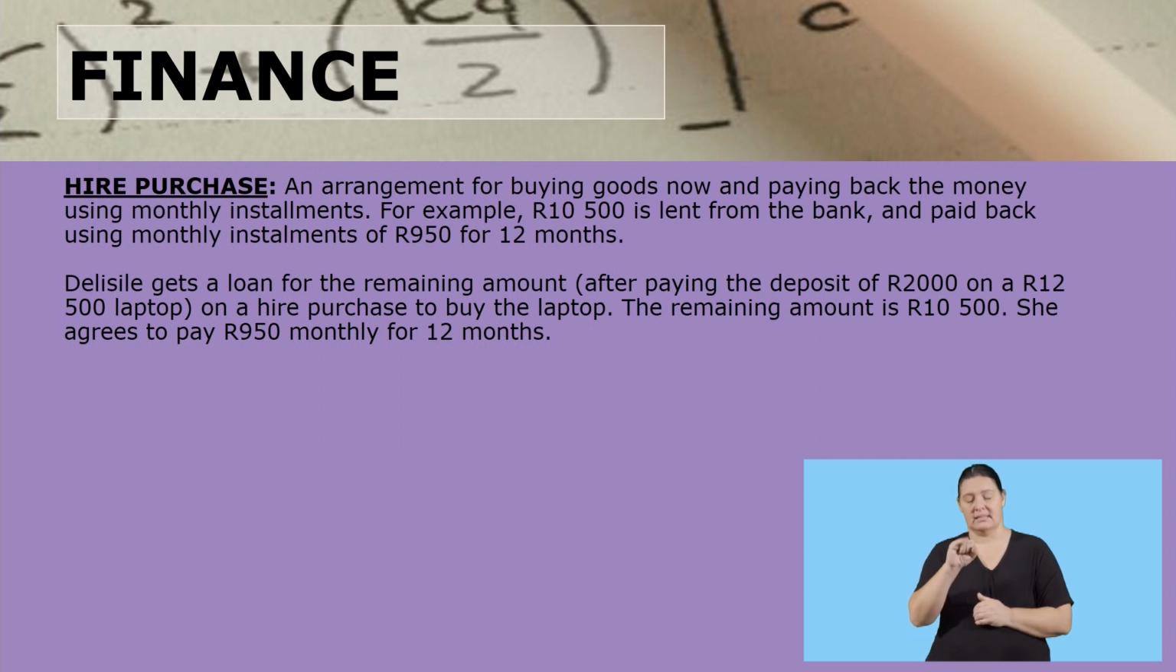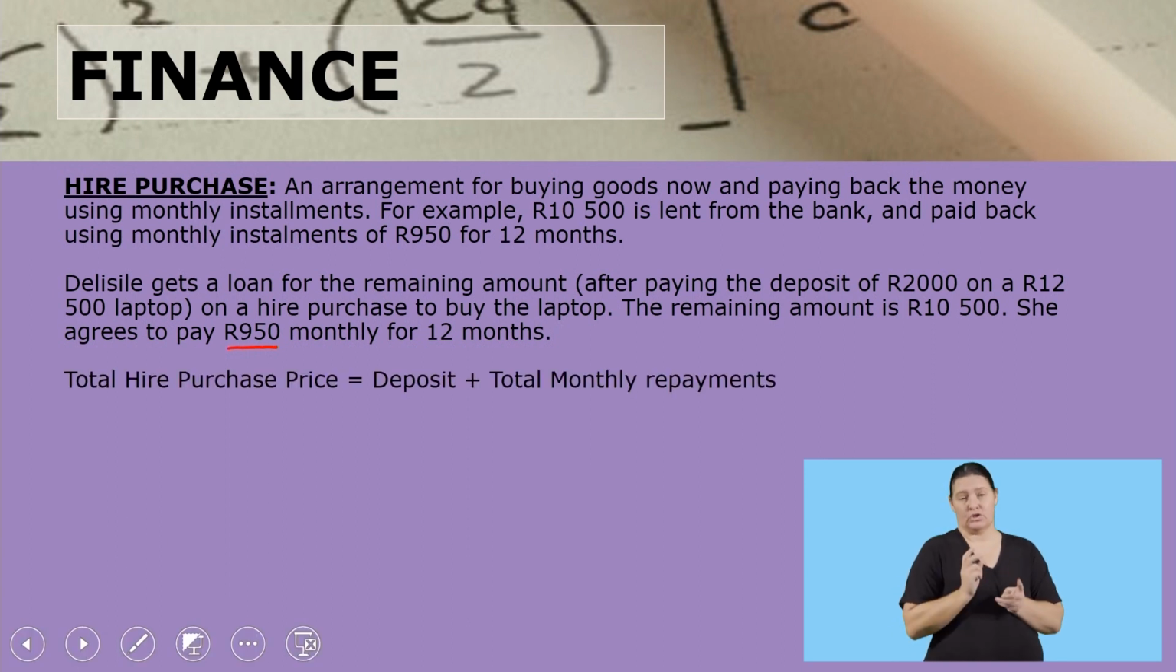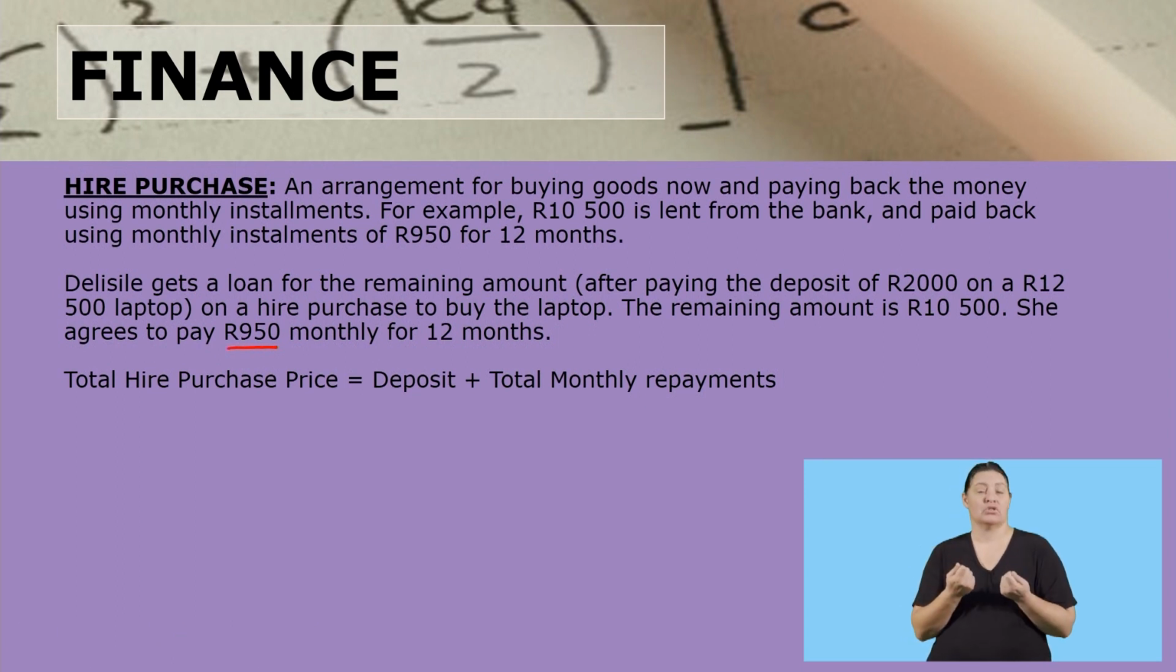So Delisile gets a loan for the remaining amount after paying that deposit of 2,000 rand on a laptop that costs 12,500 rands, on hire purchase to buy the laptop. The remaining amount is 10,500 rands. She agrees to pay 950 rands monthly for 12 months. So we now need to calculate the total amount of money that Delisile is going to pay back.